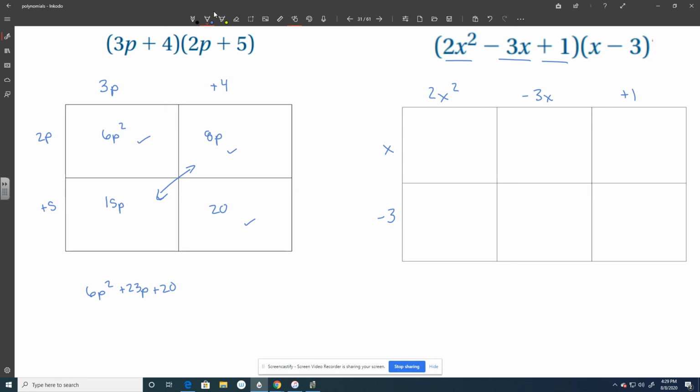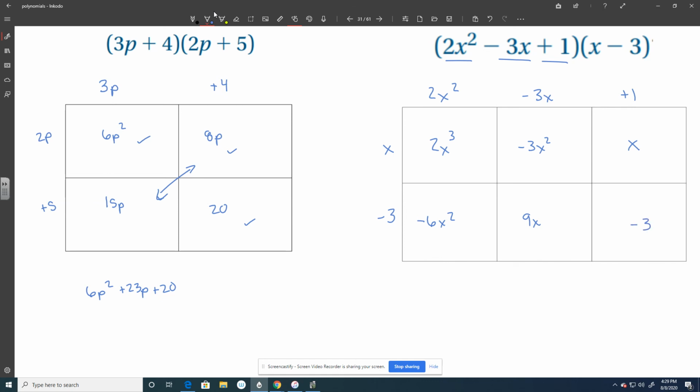So 2x squared times x is 2x cubed. Negative 3x times x is negative 3x squared. Positive 1 times x is just 1x. 2x squared times negative 3, that's negative 6x squared. Negative 3x times negative 3 is 9x. This can maybe help you keep track of your negatives a little bit better, as long as you remember to write them down here. 1 times negative 3 is just negative 3.